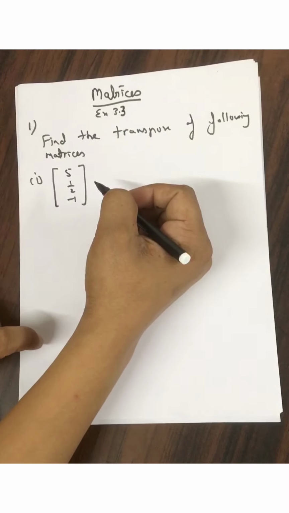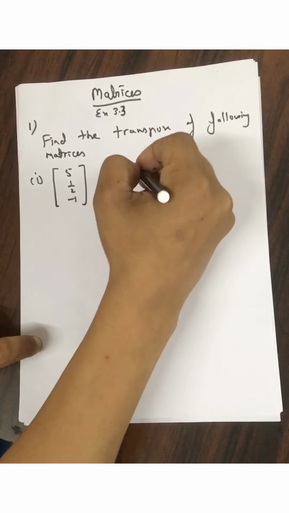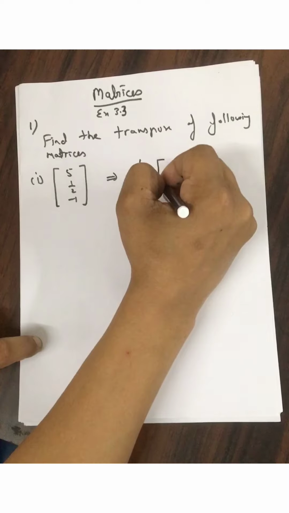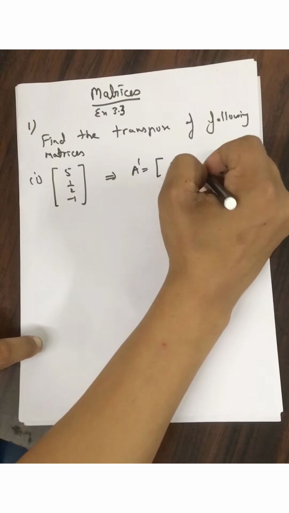So, how to transpose it? We change the transpose of this matrix is 5, we change column into row, that's it.